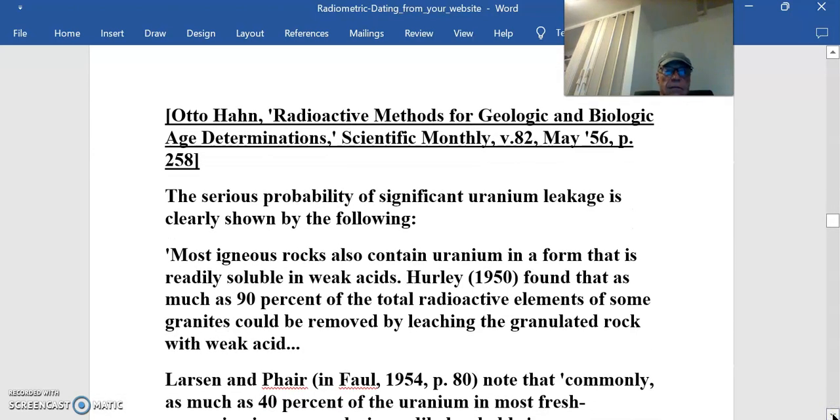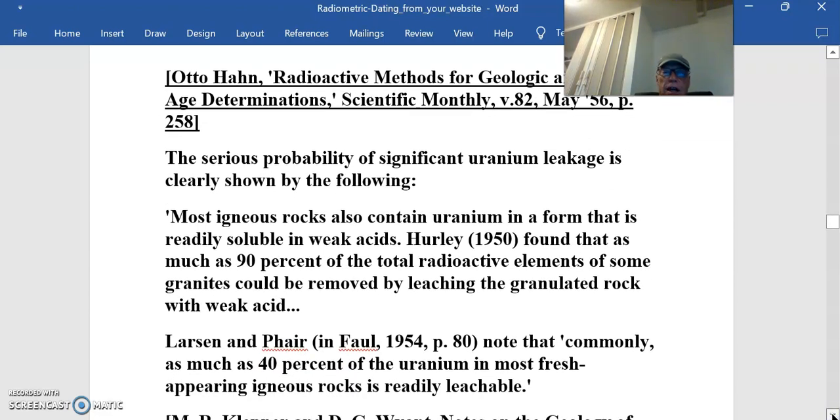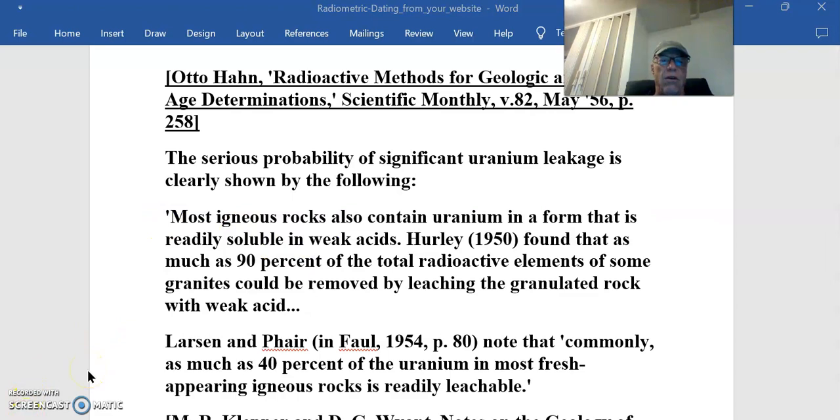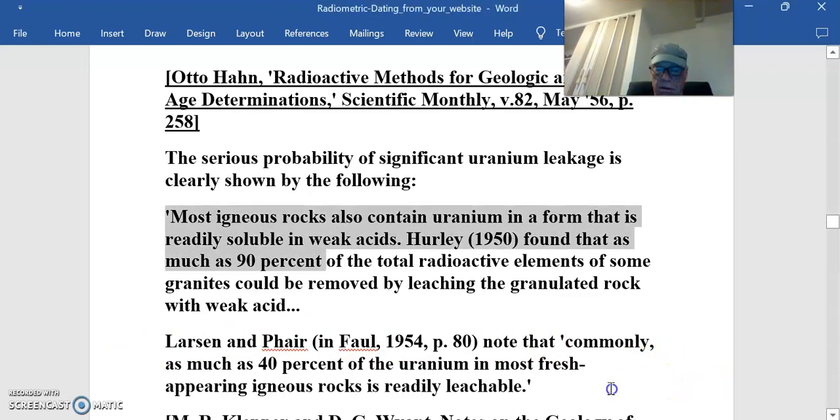Otto Hahn: The serious probability of significant uranium leakage is clearly shown by the following. Most igneous rocks also contain uranium in a form that is readily soluble in weak acids. Hurley found that as much as 90% of the total radioactive elements of some granites could be removed by leaching the granulated rock with weak acid. That happens naturally. Larson and Fair note that commonly as much as 40% of the uranium in most fresh-appearing igneous rocks is readily leachable.